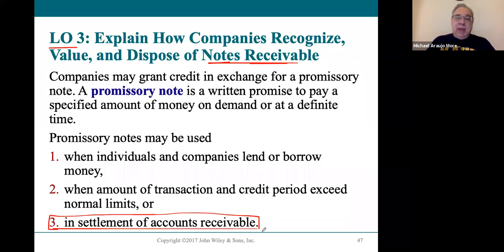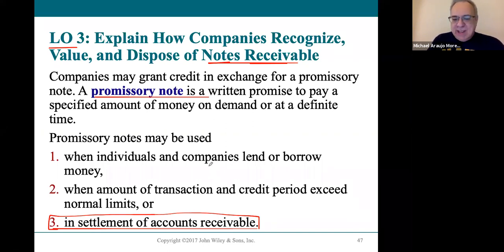And so they will contact the other business and say, look, I owe you money, but I need more like 90 days to pay. And they'll say, sure, we can do that. We'll pay your accounts receivable with a note receivable, but we're going to charge you interest on that. And that is basically how a note receivable is born.